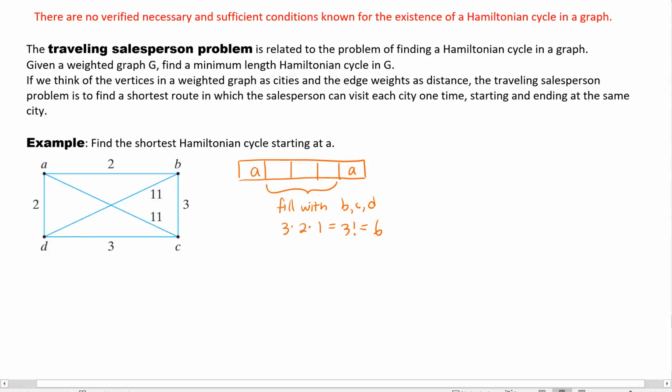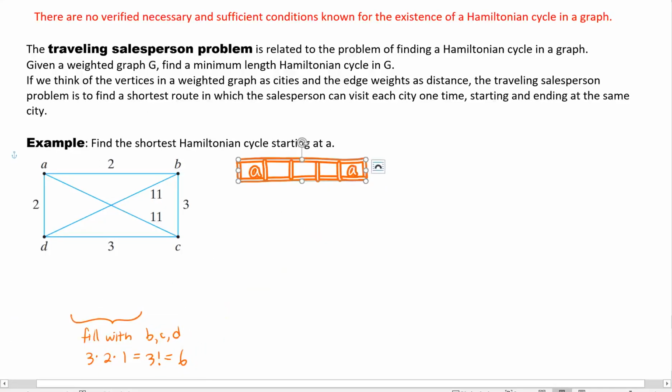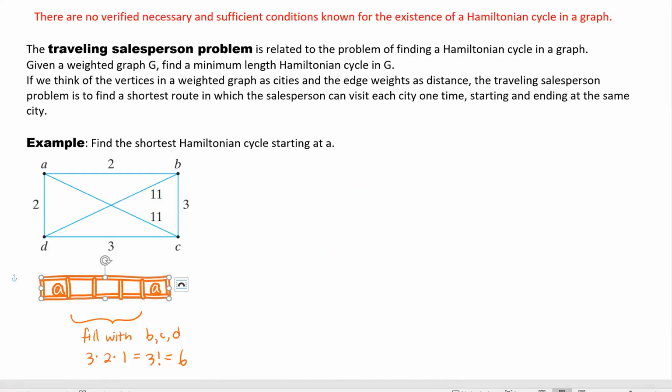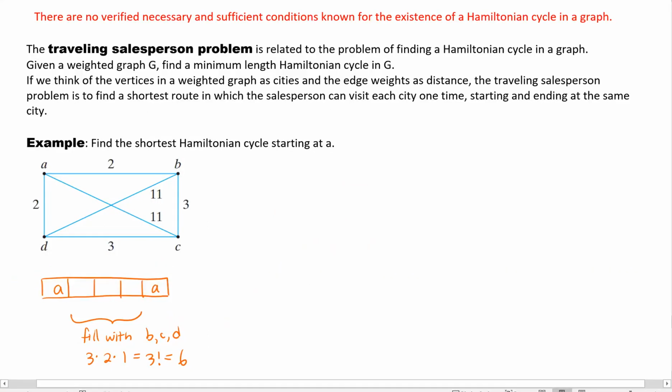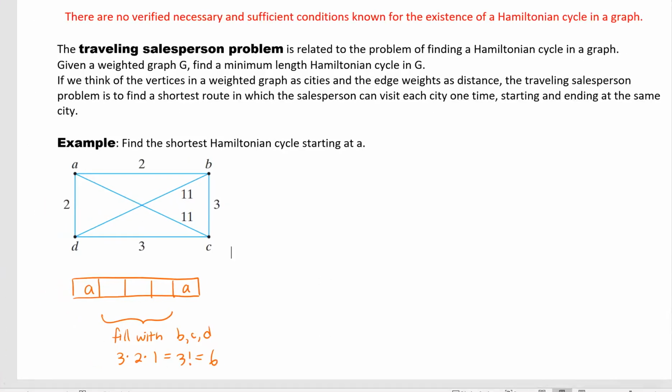Let me see whether I can move this to the left. Then I have more space here. Alright. So we have 6 possibilities.